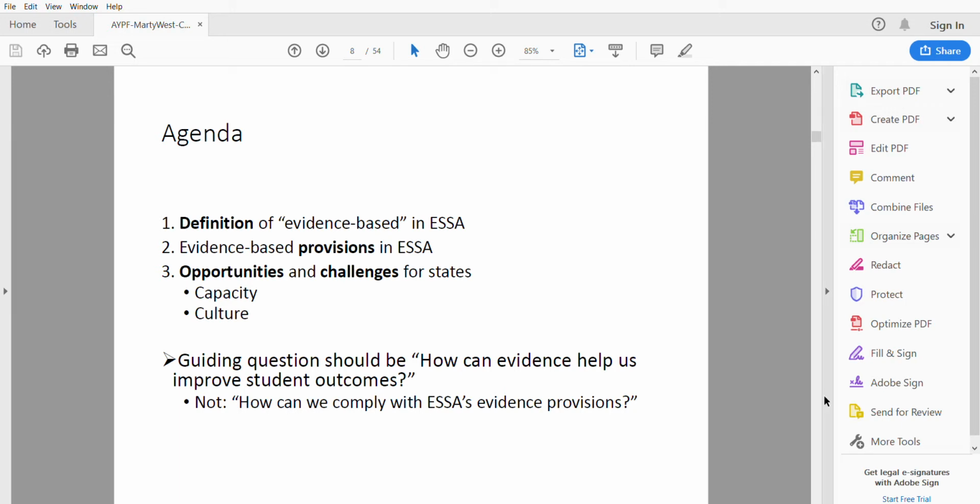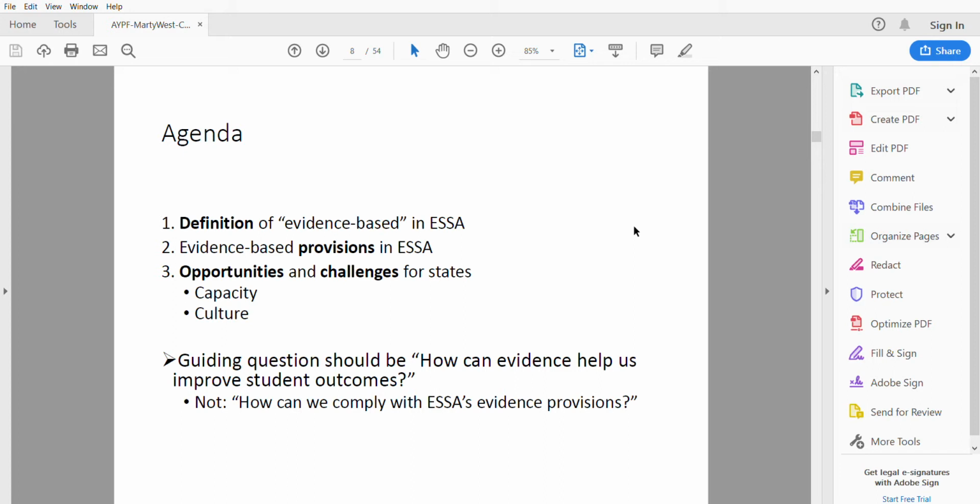Hi, everybody. In today's presentation, I'm going to be taking you through a PowerPoint here, which talks about the Every Student Succeeds Act, and specifically how this act defines different tiers of evidence that states can use in deciding which sorts of programs they want to implement. Just a quick introduction, the Every Student Succeeds Act, or ESSA, was signed in 2015 under the Obama administration.